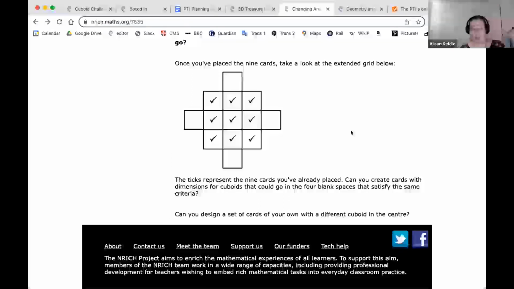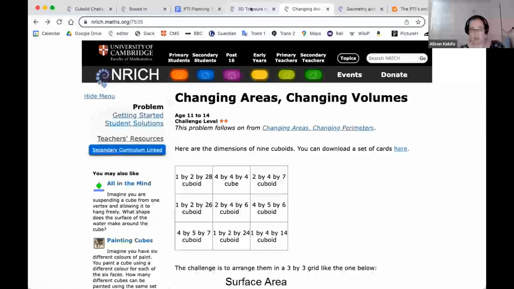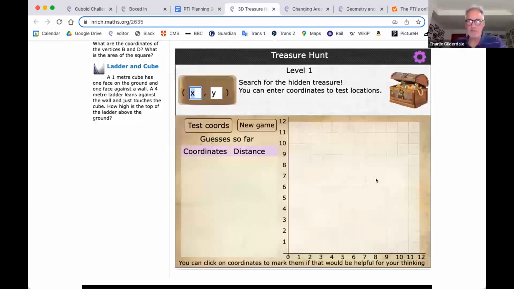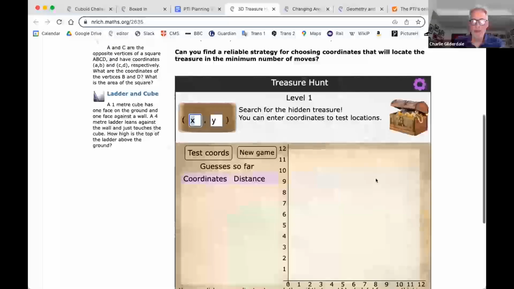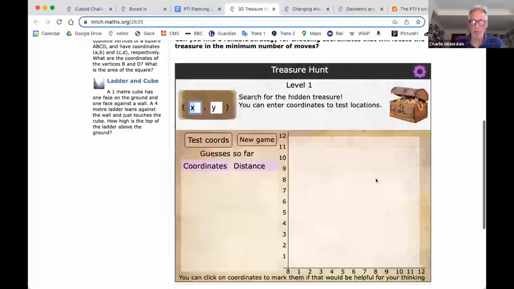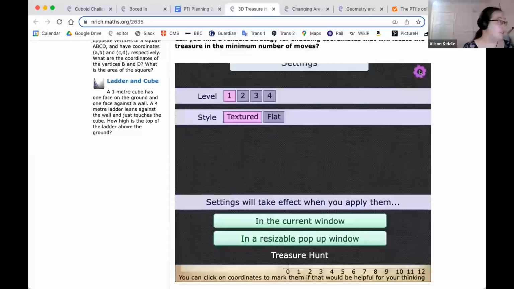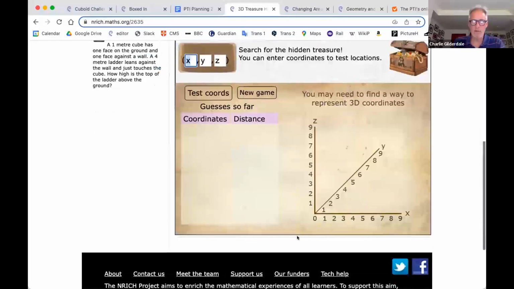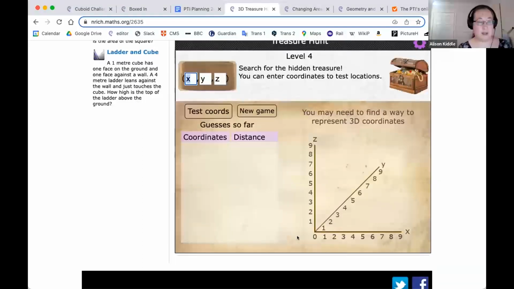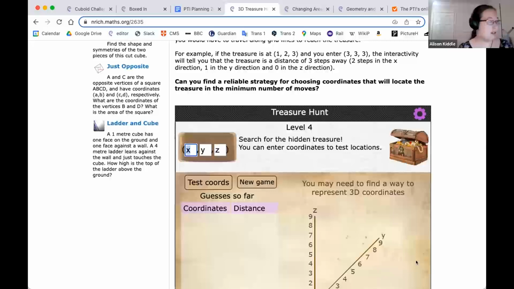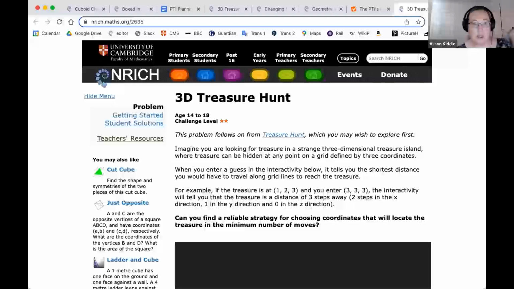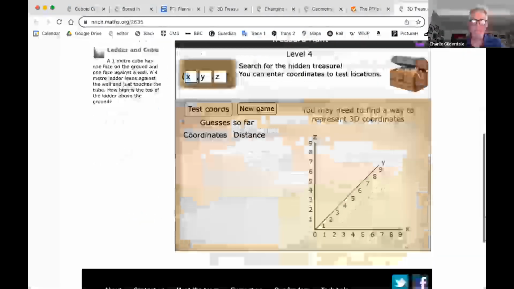We are very close to running out of time, and we haven't talked about 3D treasure hunt yet. Can I very quickly, I'll pop the link in the chat. I've got it on my screen. Okay. Right now, I seem to have a level 1 problem. That's because you've gone to treasure hunt rather than 3D treasure hunt, Charlie. I'm going to go to level 4, which I'm presuming is going to be the 3D treasure hunt. If you go to the link that I've just posted in the chat, it should take you straight to 3D treasure hunt. Okay. With the 3D version.